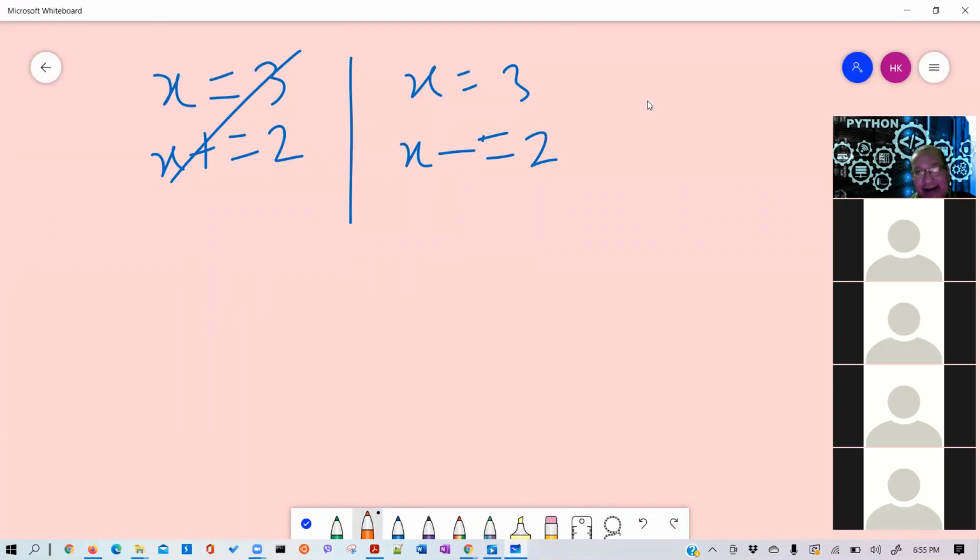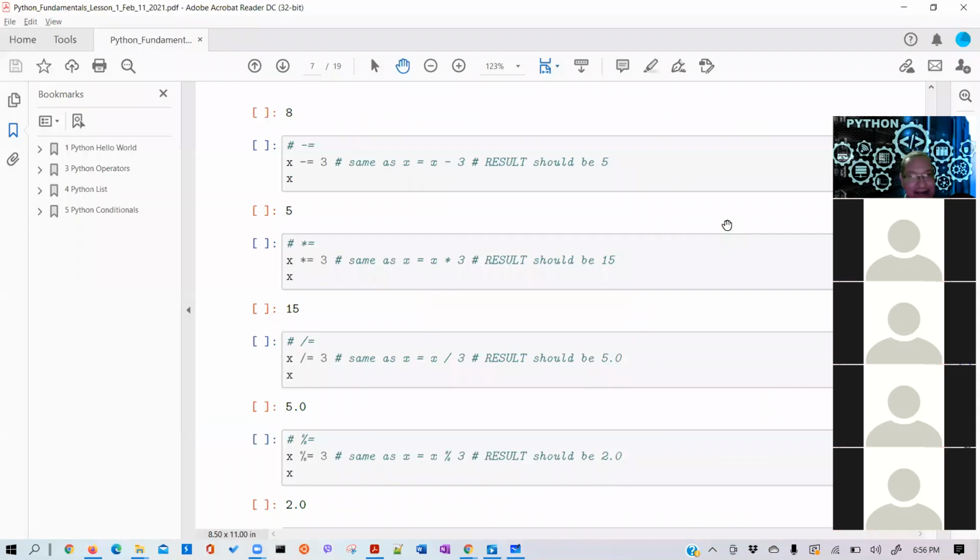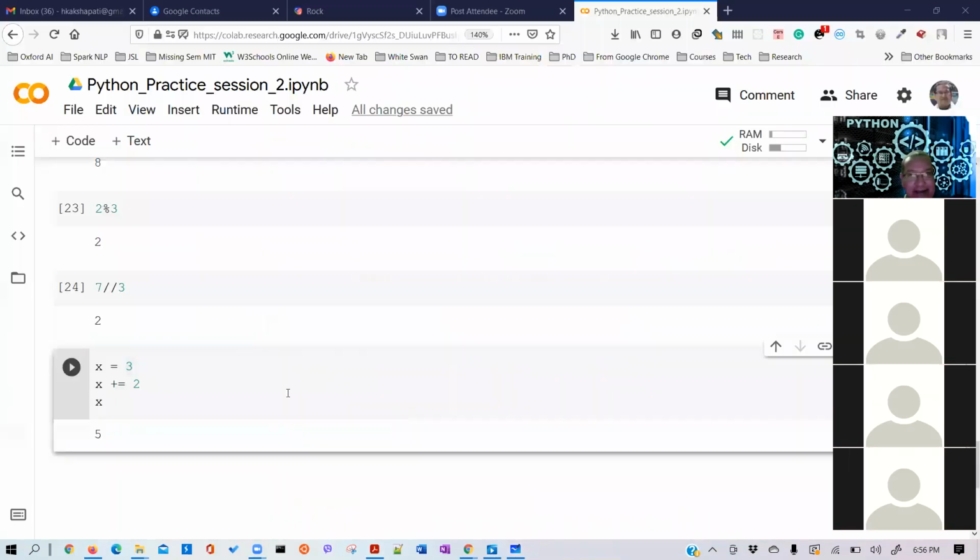1. Yes, excellent. He just wrote x equal to x plus 2, then print x. But it's the same thing. DD Pathak sir wrote it, it should give the same answer because they are the same thing. x equal to x plus 2, and x plus equal, should give you the same answer. Let's try again.